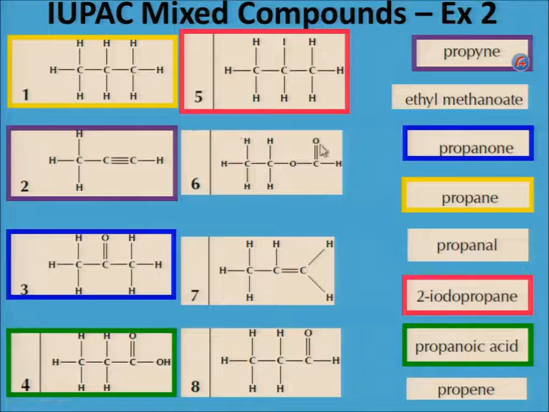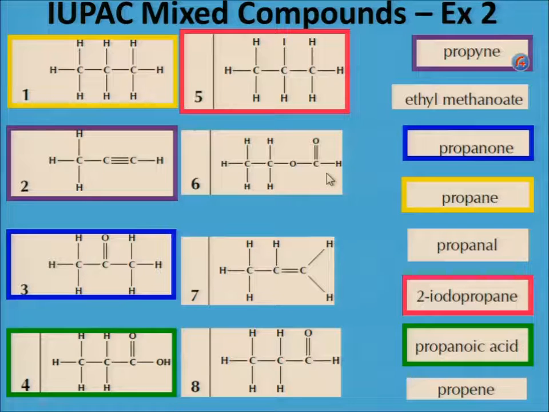Here, you have a carbonyl carbon, and it almost looks like a carboxylic acid, but instead of an OH group here, you have an oxygen with another carbon chain. Therefore, this must be an ester.